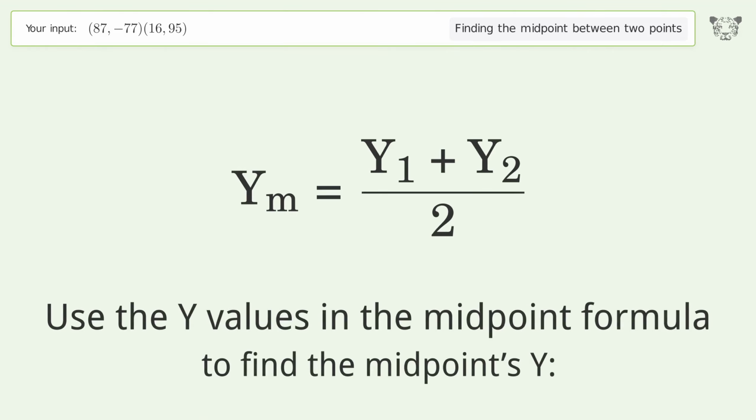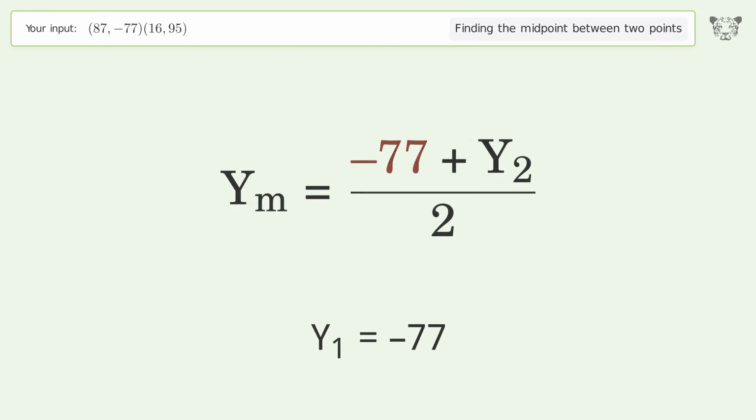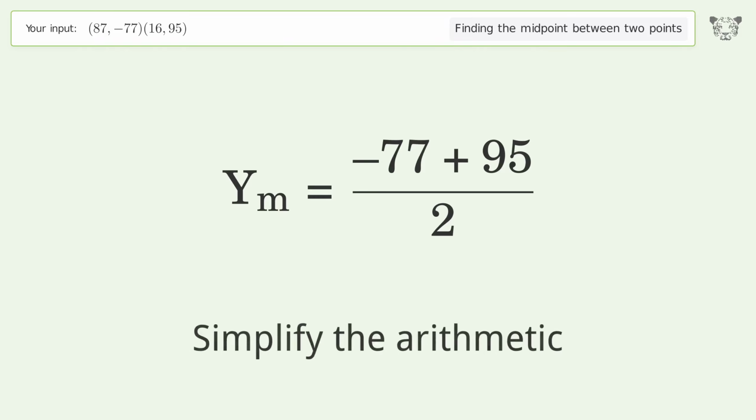Use the y values in the midpoint formula to find the midpoint's y. y1 equals -77. y2 equals 95. Simplify the arithmetic.